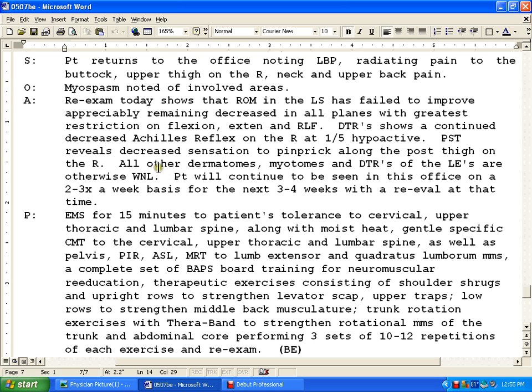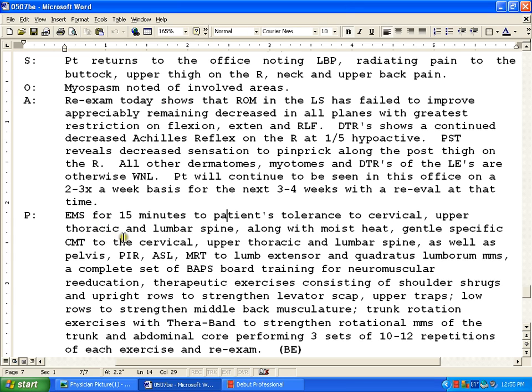Okay, and sometimes he won't have any PST or CMT or DTR, and he'll just say all dermatomes, and you don't put other because there are no other. And he'll tell you if it's the upper or lower. And then he'll say how many times a week, just like it says here, 2 to 3 times a week.